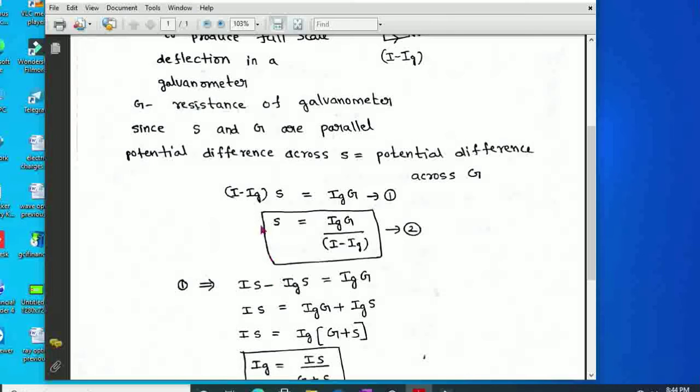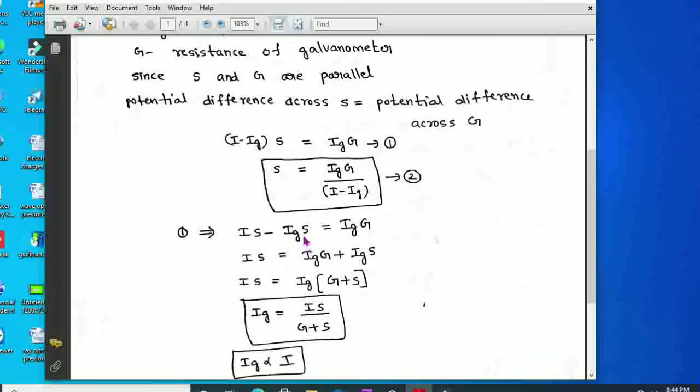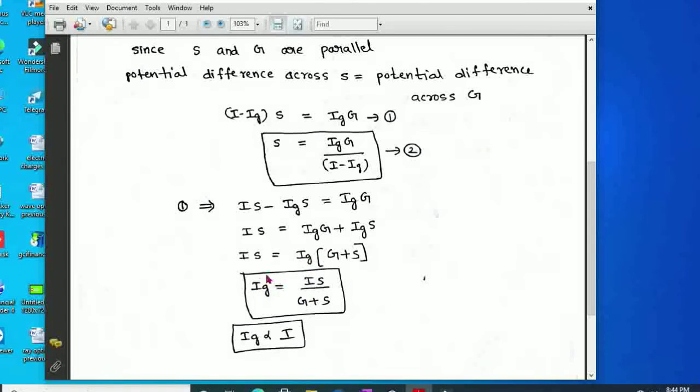Now IS minus Ig S is equal to Ig G. Now take the Ig terms one side. So this minus Ig S, if you take this side, it becomes plus. So Ig G plus Ig S. From these two terms, if you take Ig common, it becomes G plus S. Now from this, Ig, the current required for the full scale deflection, is equal to IS by G plus S. I is the maximum current to be measured by this ammeter, S is the shunt resistance, and G is the resistance of the galvanometer.